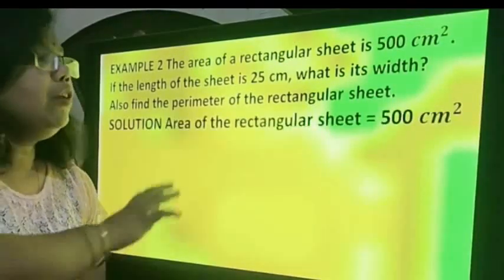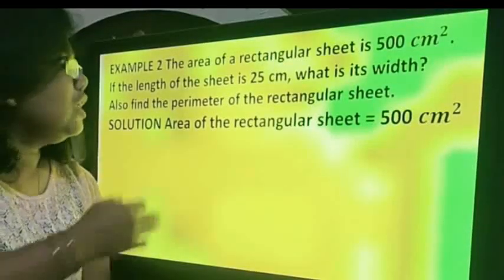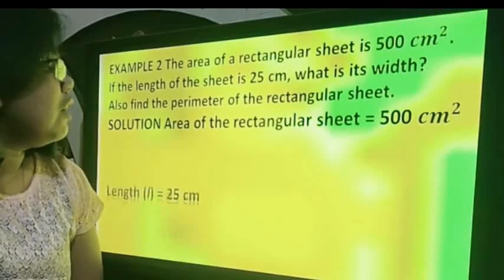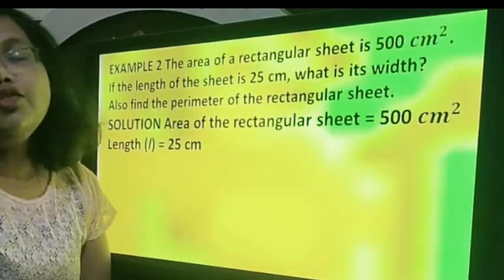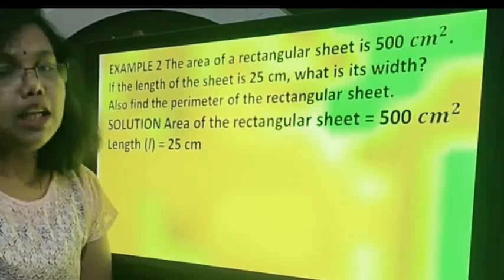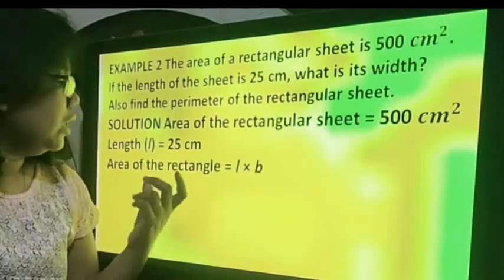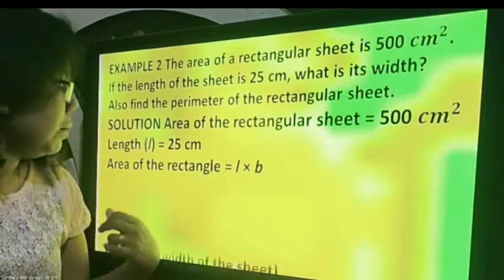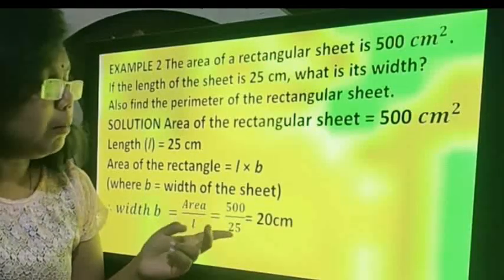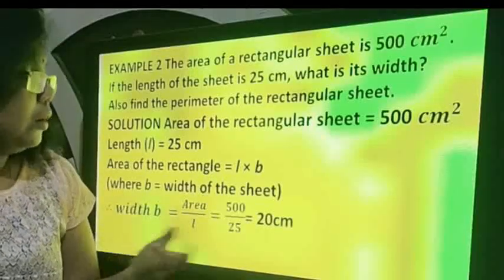So the first step would be to write what all things we have and what all we need to find. What is given is the rectangular sheet's area, 500 centimeters square, and we have been given the length. Now when we need to find the breadth, or in this case the width, we have to divide the area by the length. Since the area of the rectangle is L multiplied by B, breadth would be area divided by length. So 500 divided by 25, you get 20 centimeter as your width or breadth.